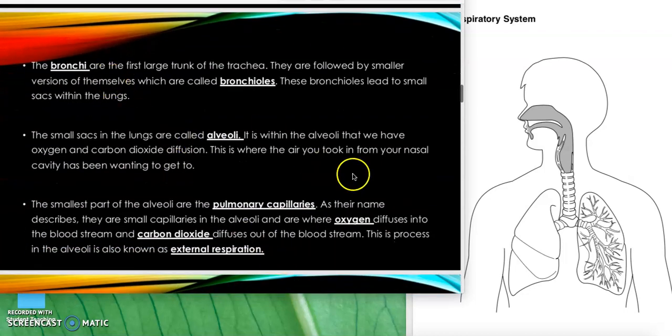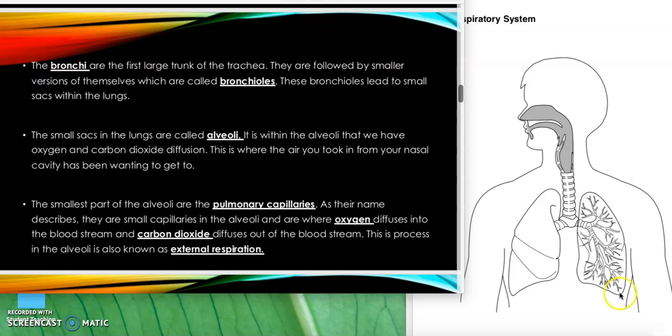The bronchi are these two large branches here. They're the first branches of the trachea, and they lead into these smaller branches, which would be called bronchioles. After the bronchioles, we lead into very small sacs that are called alveoli.